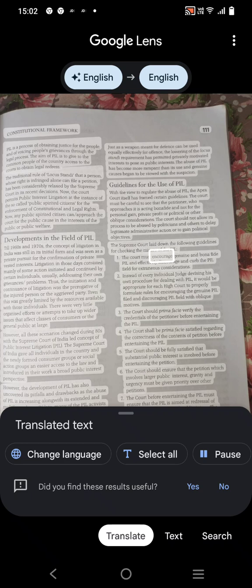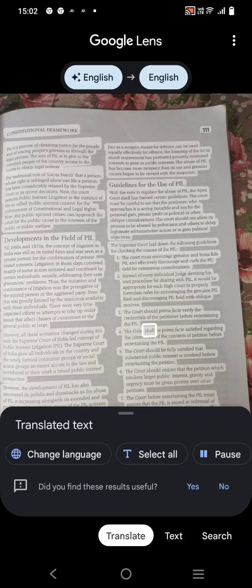1. The court must encourage genuine and bona fide PIL, and effectively discourage and curb the PIL filed for extraneous considerations. 2. Instead of every individual judge devising his own procedure for dealing with PIL, it would be appropriate for each high court to properly formulate rules for encouraging the genuine PIL filed and discouraging PIL filed with oblique motives. 3. The court should prima facie verify the credentials of the petitioner before entertaining the PIL.